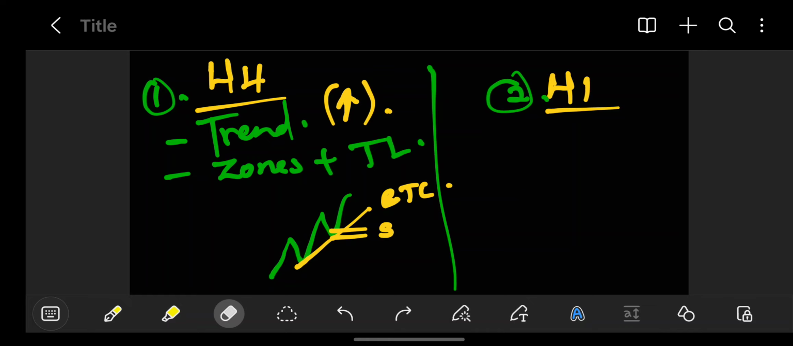Just because you know that the trend is going up does not mean you can just go and start buying anywhere. You need to be located somewhere to increase your chances of winning, right? So that's what you are having there on your H4. Let's say currently the price is trying to give you a pullback like that towards your H4 trend line, right?